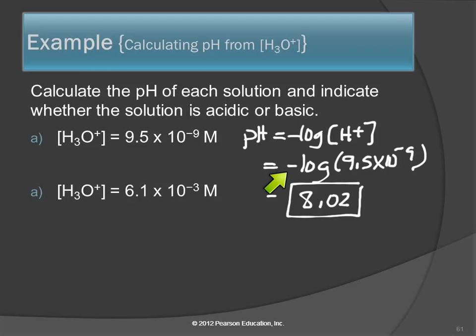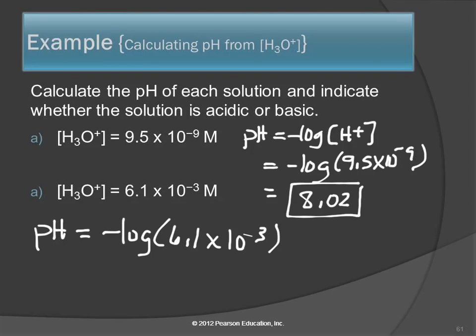There's a negative here because when you take the log of this number, it ends up being minus 8.02. And this negative sign tells you have to change the sign. So you have to change the sign, and it should always end up being positive. Let's do this next one. So the pH is negative log of 6.1 times 10 to the minus third. Should be 2.21.